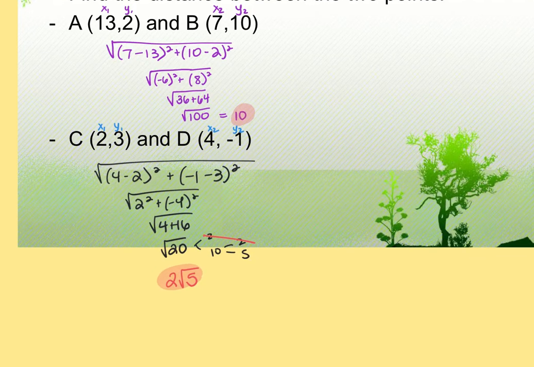So be careful when you're doing these for homework. There should never be a decimal in these, okay? You want to make them simplified radicals. And that's how they would be left on your quiz as well.